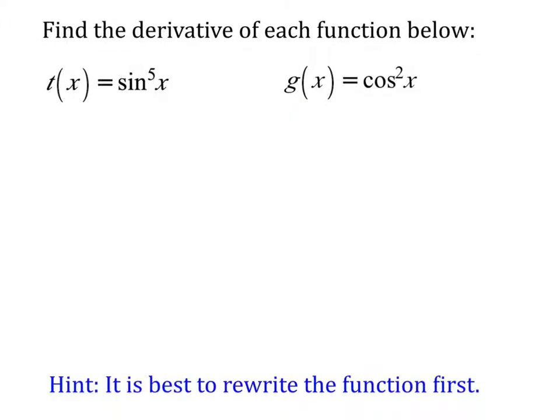Then on to taking a look at these two problems now. These two are still going to end up being chain rule, but we really need to make sure we understand what we're doing with them, because sometimes the formatting of these particular functions can cause us problems. In the case of t of x, let's take a look at t of x first. What's the inner function?